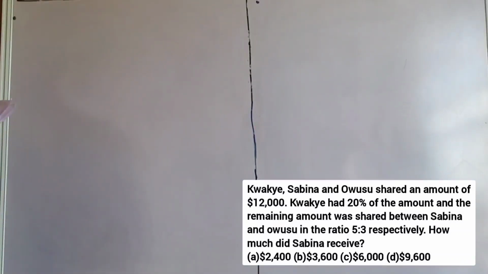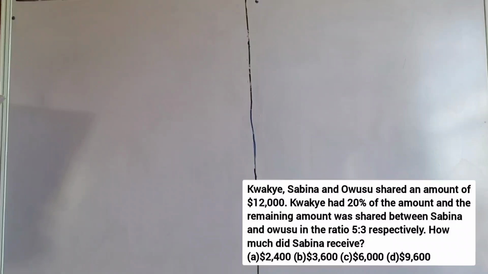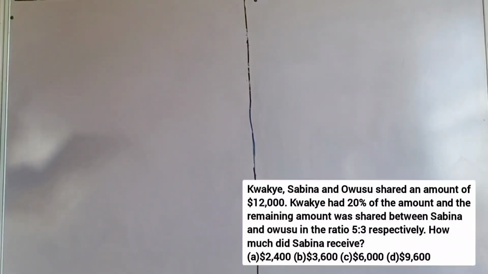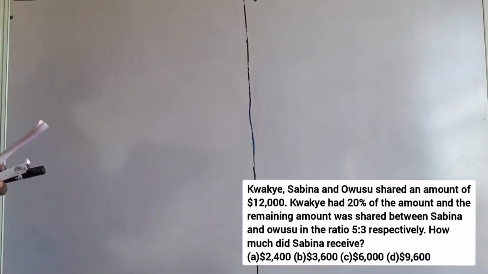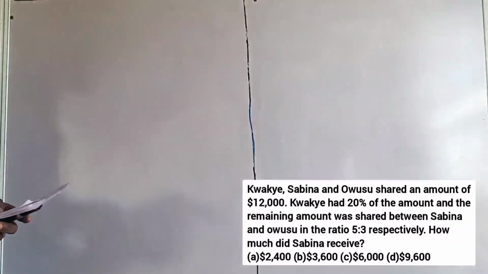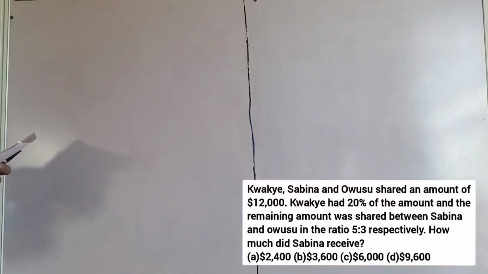Kwaye, Sabina, and Owusu shared an amount of $12,000. Kwaye had 20% of the amount, and the remaining amount was shared between Sabina and Owusu in the ratio 5:3 respectively. How much did Sabina receive? Okay, please pay attention. Let us start with the first statement.